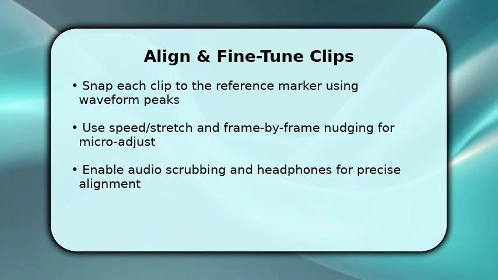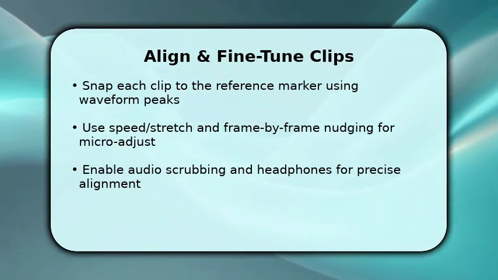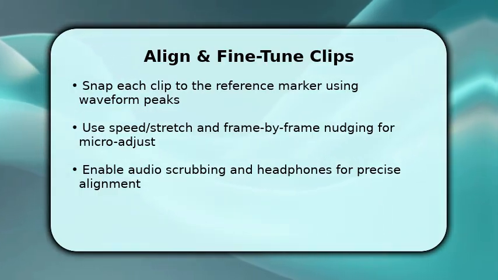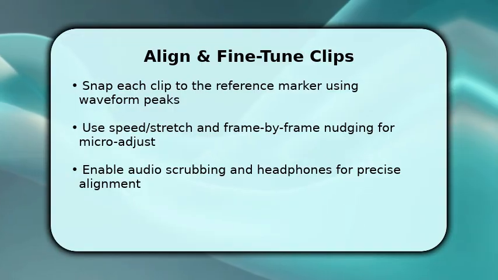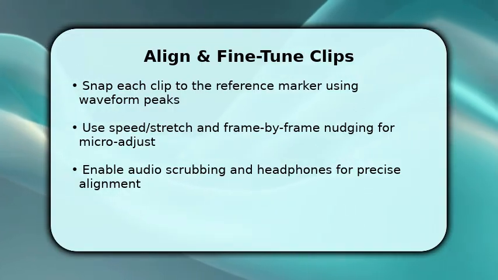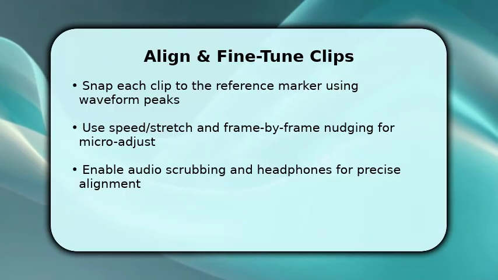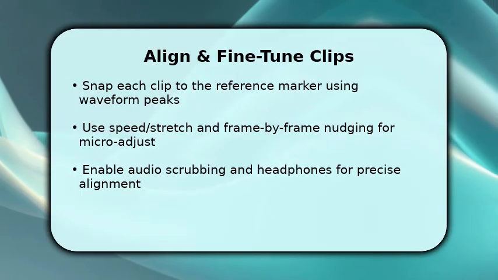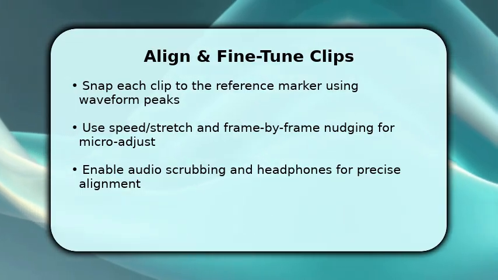You align each clip to the marked transient by matching waveform peaks. Drag clips so the peaks sit on the marker. If a clip starts earlier or later, use speed adjustment or stretch a few % to correct small offsets, and then nudge one frame at a time for micro timing. Make sure audio scrubbing is on and use headphones so you can hear phase issues.